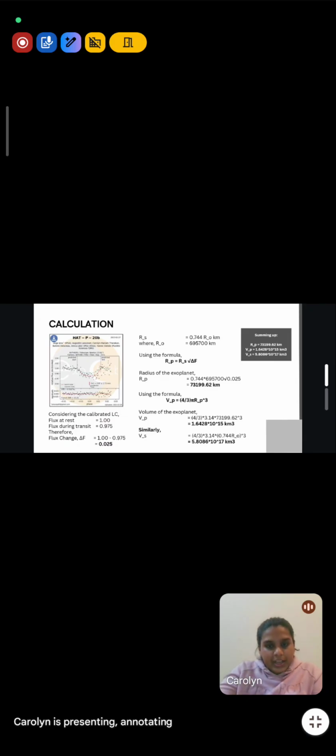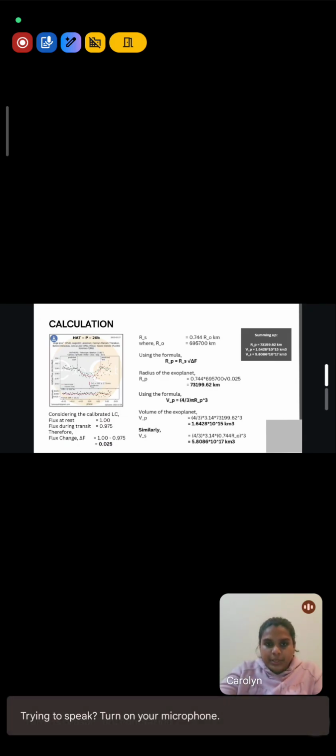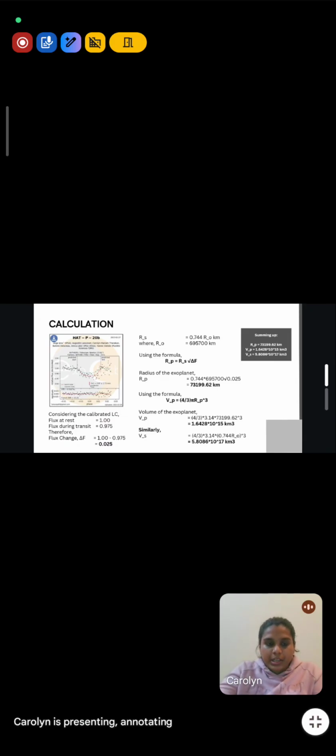Calculation. I didn't get into the derivation part of this because it's pretty long, but if anyone wants the derivation, I can send it to you separately or I can explain it to you separately. So what we had done was the analysis of the light curve for HAT-P-20b, and I had asked you to calculate these values for WASP-84b.